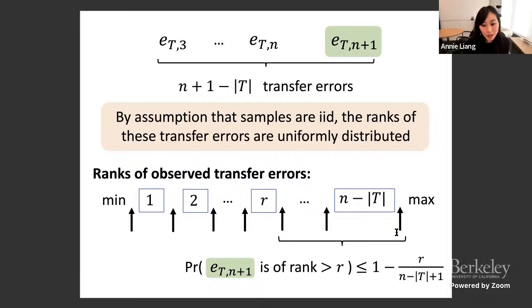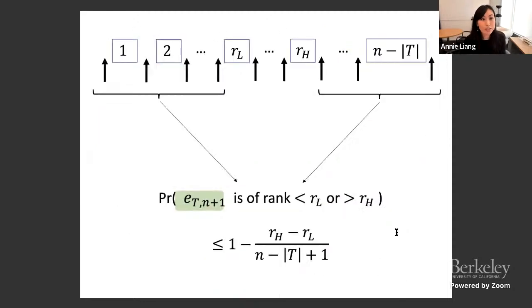Okay, fantastic. So we can use that to provide a one-sided bound, and we can use essentially the same argument for a two-sided bound, right? So fixing any RL and RH, the probability that the transfer error on the target sample is of rank strictly smaller than RL or strictly larger than RH can likewise be bounded. Right. So this is essentially a warm-up for our main result.